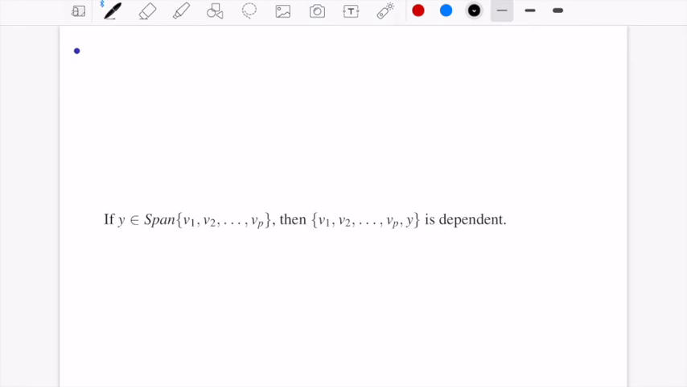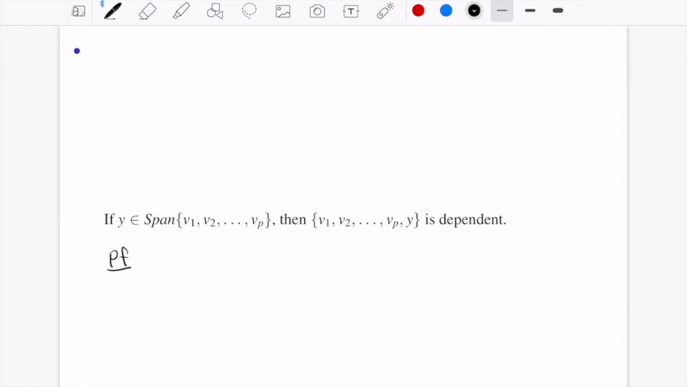All right, next, we're going to see one statement. The statement says, if Y is a linear combination of V1, V2, Vp, then the set V1, V2, Vp together with Y is dependent. We're going to prove this directly from the definition.